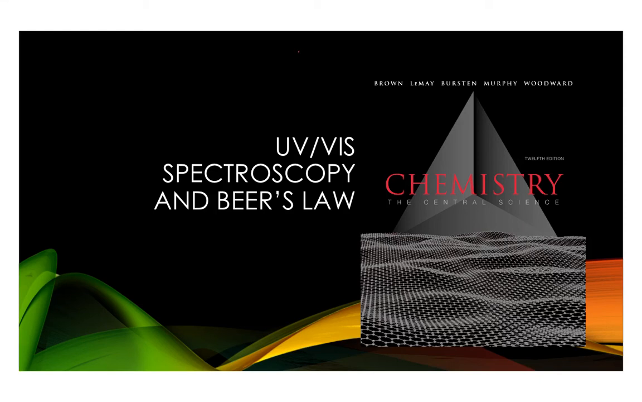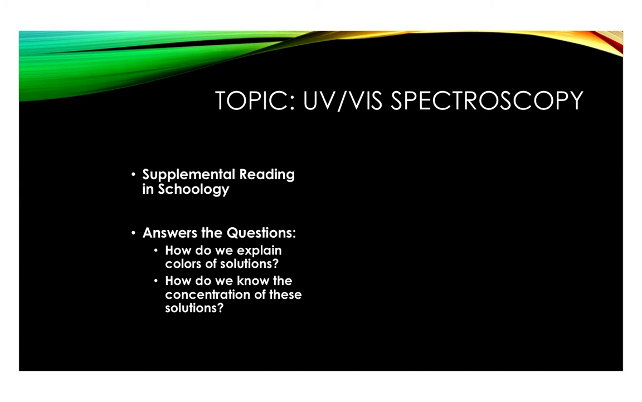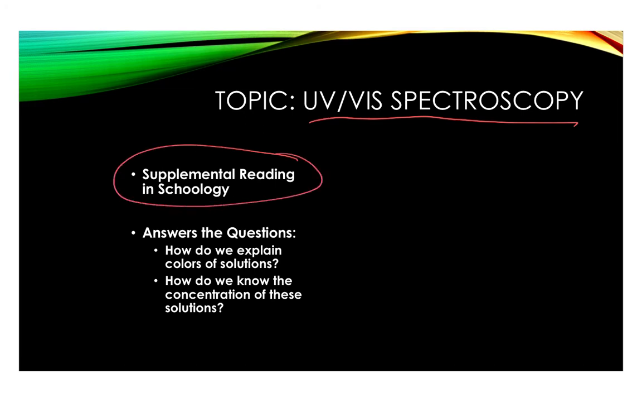So in Schoology, you will find a set of notes for UV visible spectroscopy and Beer's law. You're always welcome to take your own. You know the drill. Okay. So for UV visible spectroscopy, there is a supplemental reading in Schoology. This isn't in our textbook anywhere, but before you do the summary and questions, I would say take a look and skim/read that supplemental reading about UV visible spectroscopy and Beer's law.